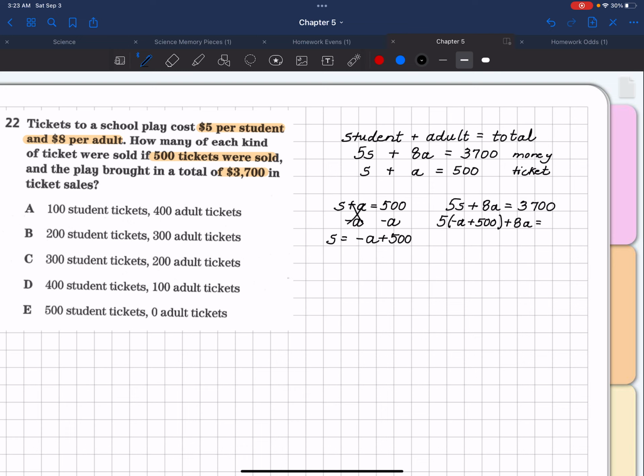Oh, I did it wrong, guys. I'm doing it with substitution. I'll do it the other way. Just one second. I'm so used to this that I didn't even think. I'm supposed to be using elimination. Sorry.